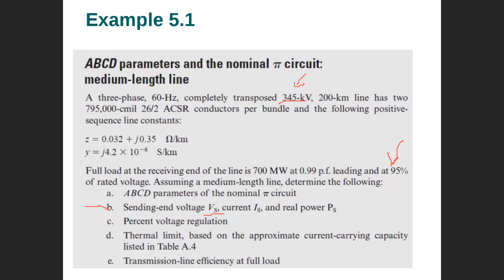When we mention three phase and you're given a voltage, this will always be line to line. So we'll not tell you this is line to line or line to neutral. Given three phase, unless we indicate it's line to neutral. If it's just given like this, three phase, 60 hertz, completely transposed, 345 kV, that's it. So it's line to line.